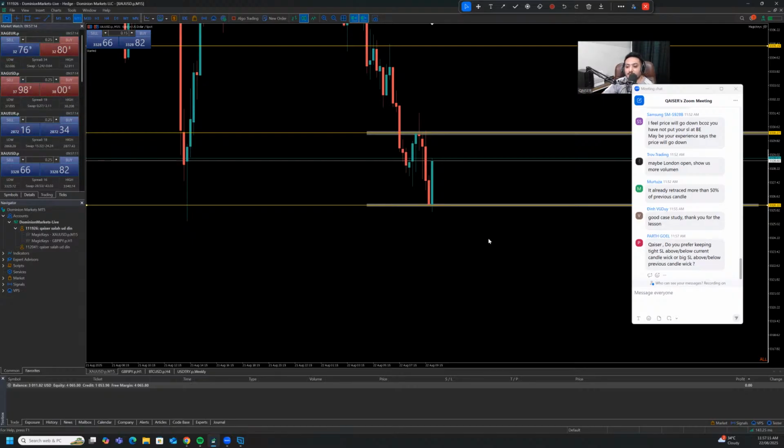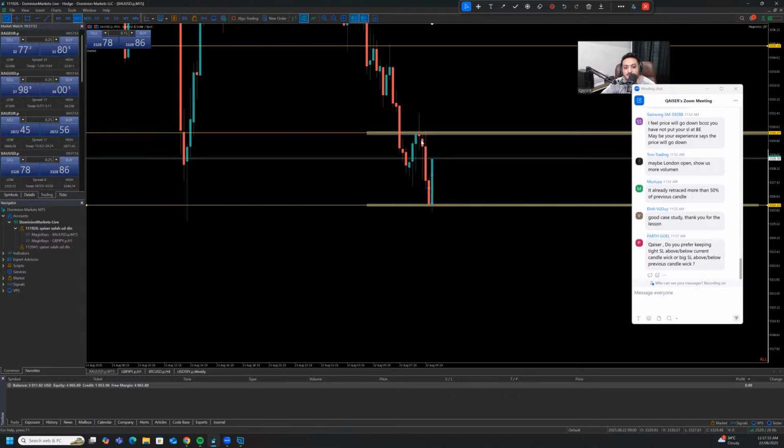Kaiser, do you prefer keeping a tight SL above or below the current candle wick, or a big SL above or below the previous candle wick? It all depends on the risk you're taking. Sometimes you have a bigger SL and you want to hold on to your trade with your structure, with your plan. So you need to lower the lot size, which gets you back into your 1 to 2% risk, so you can hold on to your trade plan. Sometimes we need to understand the candle. Here I continuously tightened my stop loss in this situation where we manage the risk, because I didn't see volume there.